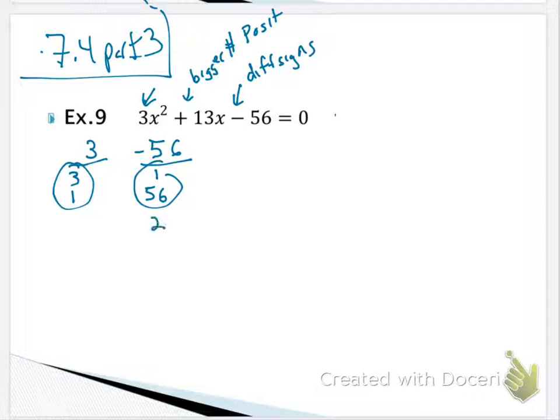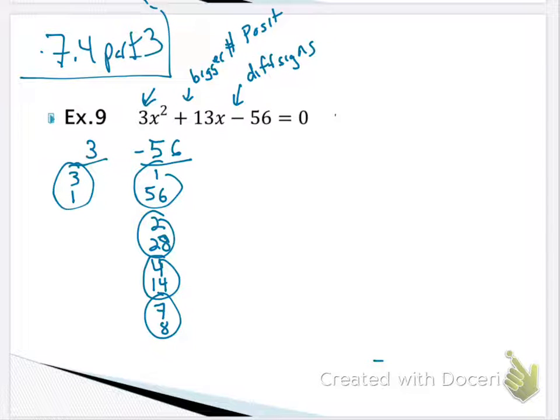We have 2 and 28. 3 should not go into it. 4, let's see. 56 divided by 4. Yep, 4 and 14. 5 doesn't go into it. 6 doesn't go into it. 7 goes into it. Okay, so we have all of these options.